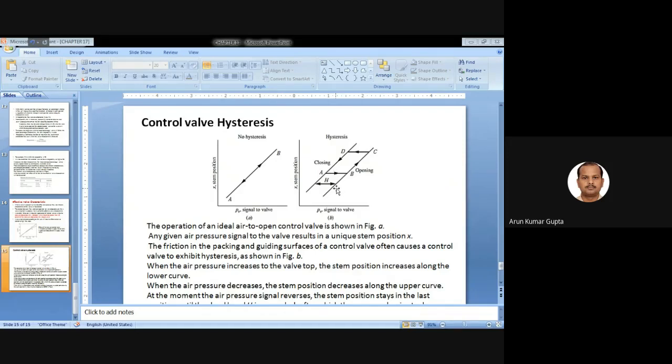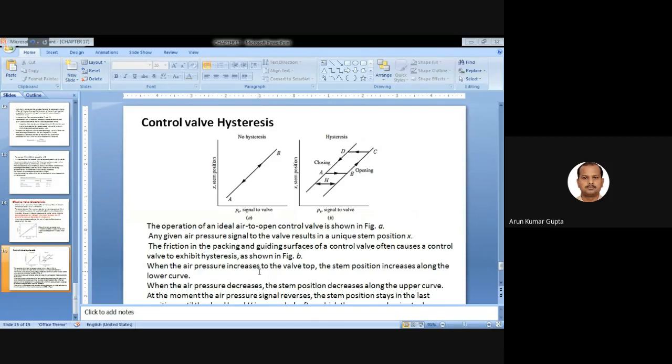But let's say you open from B to C. If you change the position from B to C, it is opening like this. That is basically the opening process. It follows B to C, and then you change from C to D, C to B. So it will not directly go from C to B. It will move from C to D, then from D to A, then it will come to B to A. So it will follow this kind of closed path. So this is known as hysteresis.